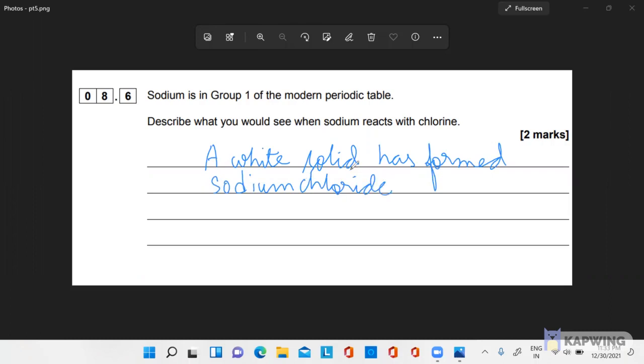The color of the solid will be white. And we will also see that the color of chlorine gas, which is greenish yellow, will gradually fade off, and we will see white solid sodium chloride forming. So this will be our observation when sodium reacts with chlorine.